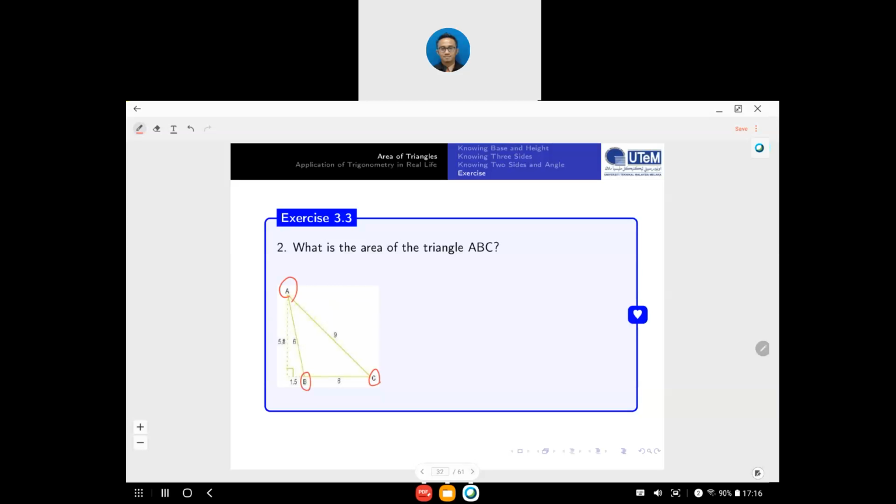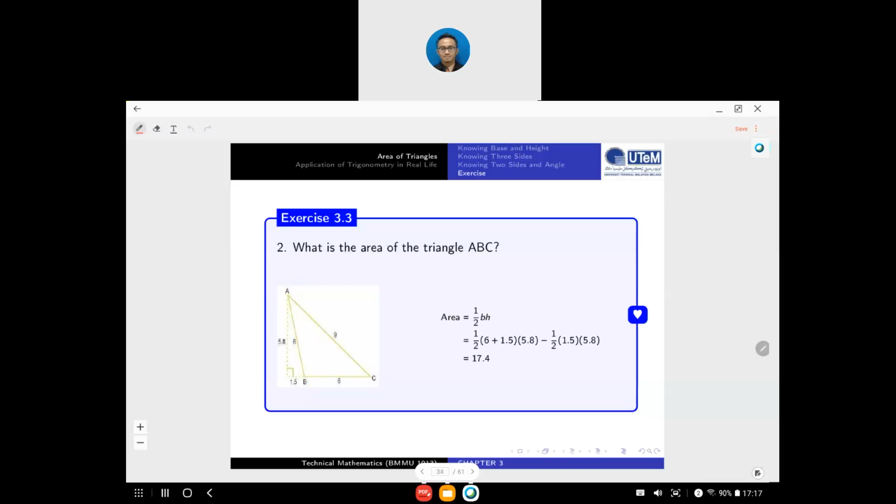The area of triangle here. From this one, you just want to find this triangle only. We can get this triangle by using the total triangle minus the smallest one. That's why I minus here. The biggest one, base 6 plus 1.5, times by height 5.8, minus the smallest one: 1 over 2 times by 1.5, the base for this one, times by 5.8, the height here. And then the final answer is 17.4. This one is for question 2.